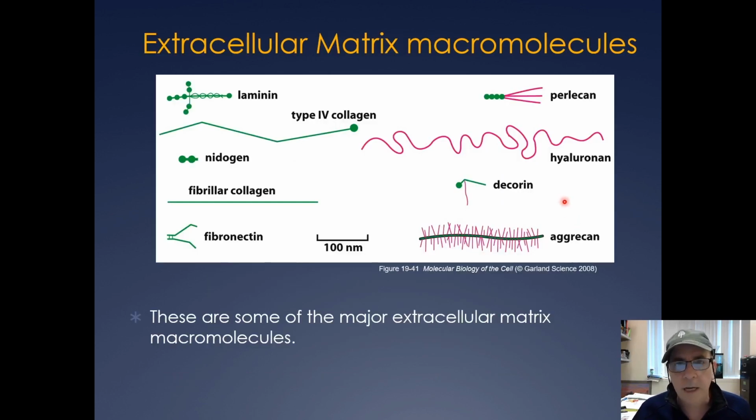Here's all the extracellular matrix macromolecules. You should be familiar with some of these. Definitely know laminin and type 4 collagen. We've covered these, but there's also fibronectin and some other ones.